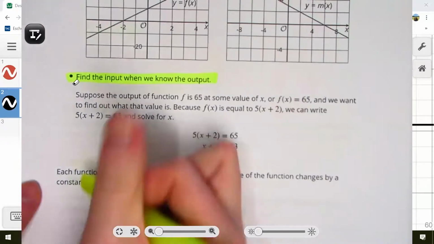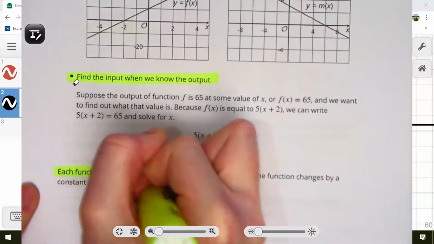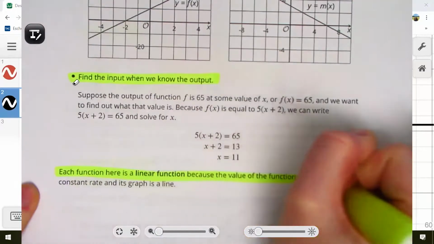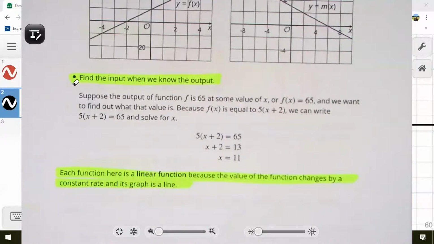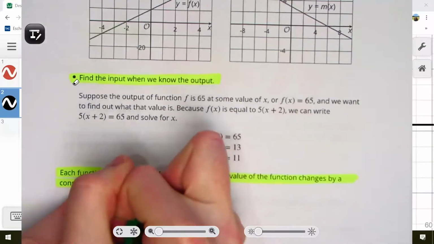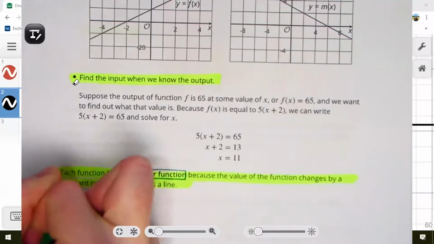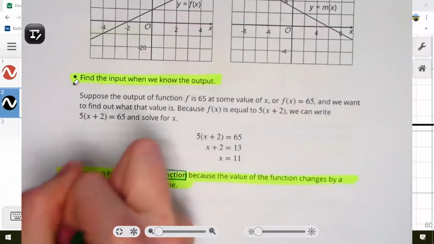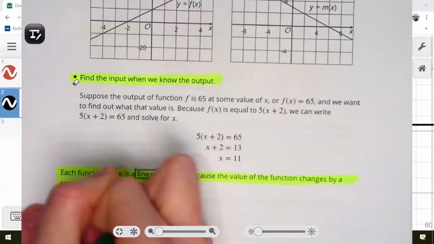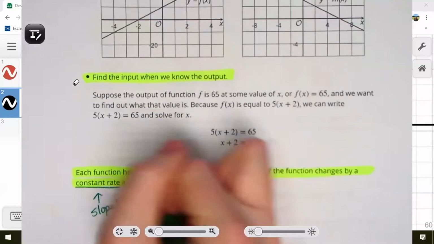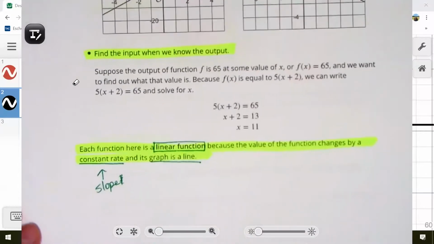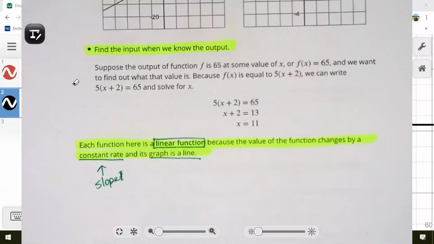And then finally, each function here, f of x and m of x, is a linear function because the value of the function changes by a constant rate and its graph is a line. All right, if it's at a constant rate, that's defining the slope. And if it forms a line, which makes it linear. All right, so that is lesson 5.